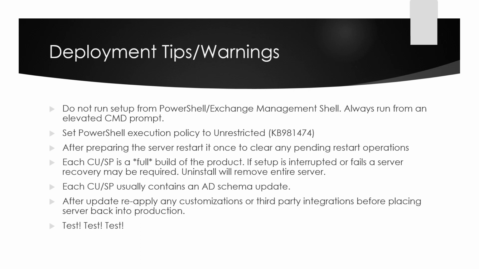You should be aware that each CU or service pack is a full build of the product. Now, this works in your favor in some ways. You can install the latest version of Exchange Server 2013, no matter which version you're already running. So for example, if you're on Cumulative Update 2 and Cumulative Update 5 has been released, you can install directly to Cumulative Update 5 without having to install all of the intervening CUs and service packs between them.